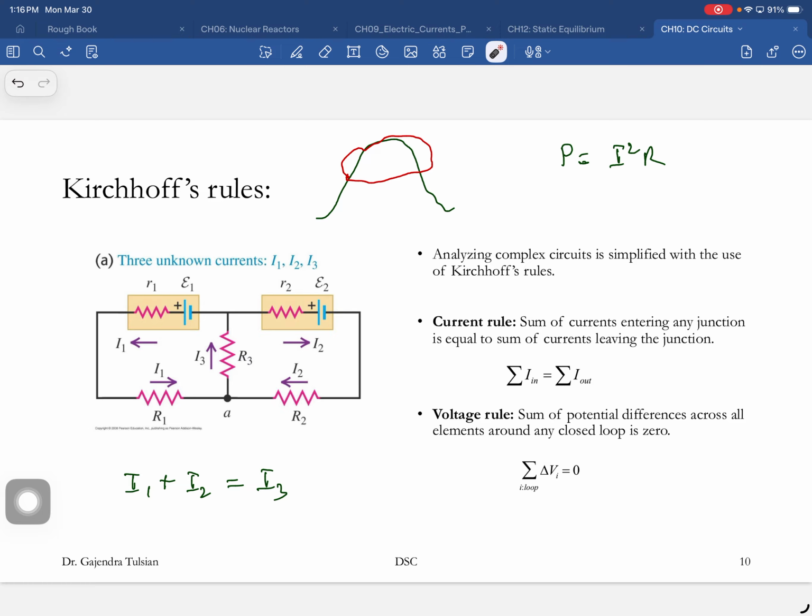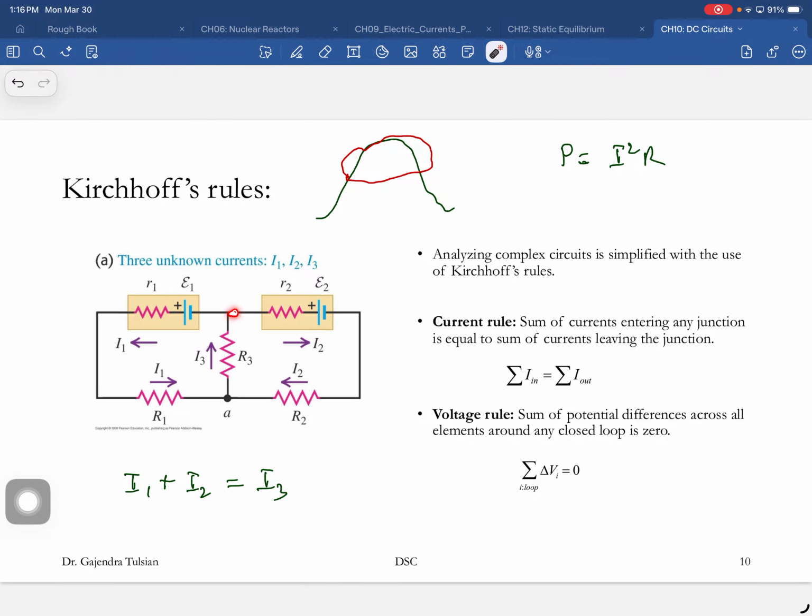Now, let's use this rule to get a couple more equations. Remember, we want 2 more equations. Now here's the rule. Which direction? You chose the direction of the current like that. That's an arbitrary choice, and it won't affect your answers. Currents flow from a higher voltage to lower voltage. That's what you want to remember. Currents flow downhill.